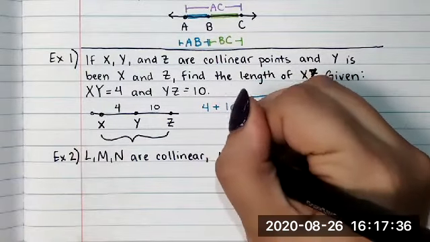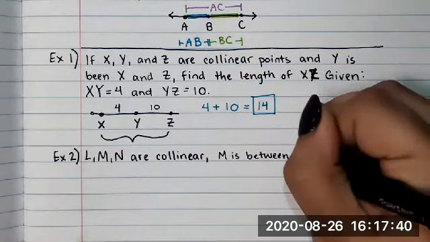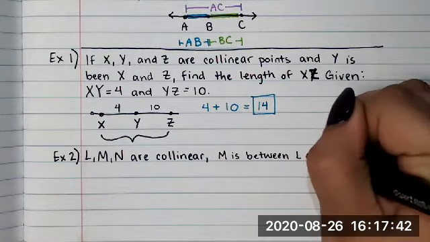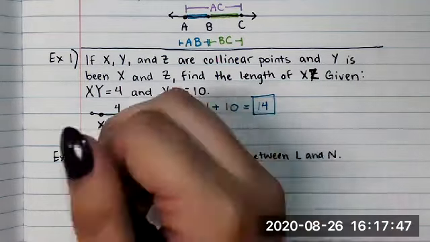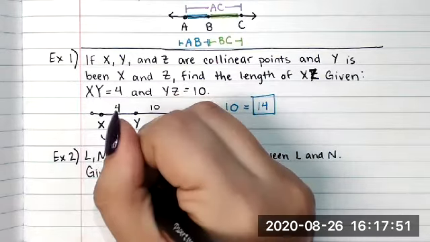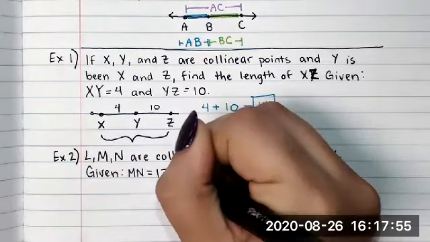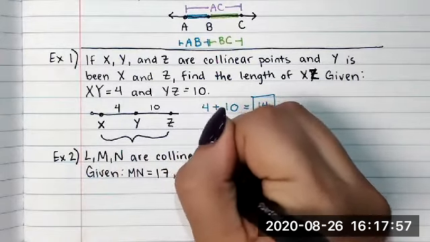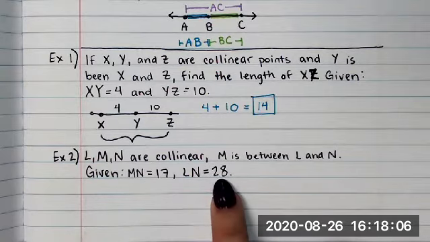And M is between L and N. What you're given is MN equals 17 and LN equals 28. So we don't want to immediately jump to the conclusion that we add these two together and we're done.